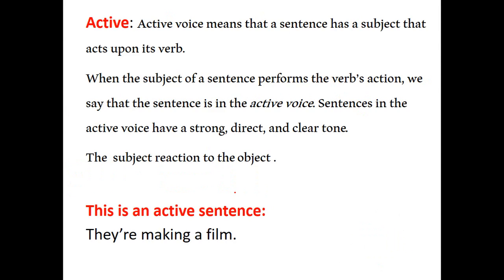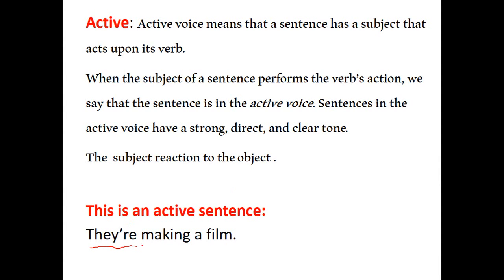Now, active voice means that a sentence has a subject that acts upon its verb. When the subject of a sentence performs the verb's action, we say that the sentence is in the active voice. Sentences in the active voice have a strong, direct, and clear tone. So the sentence is very clear. You don't need to explain it more because the sentence is clear. And the subject reacts to the what? To the object.